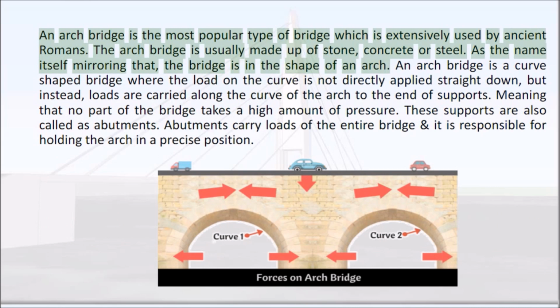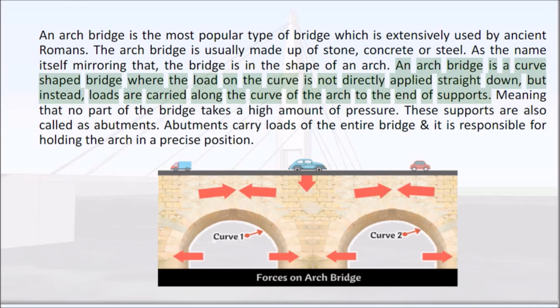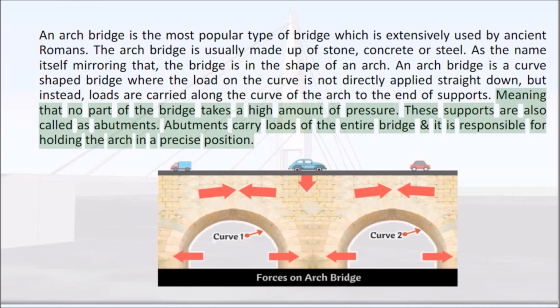An arch bridge is the most popular type of bridge, which was extensively used by ancient Romans. The arch bridge is usually made up of stone, concrete, or steel. As the name itself suggests, the bridge is in the shape of an arch. The load on the curve is not directly applied straight down, but instead, loads are carried along the curve of the arch to the end supports, meaning that no part of the bridge takes a high amount of pressure.